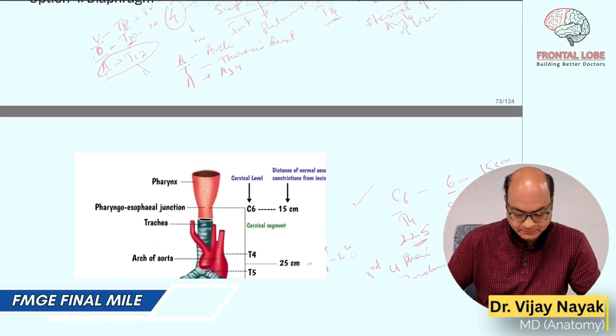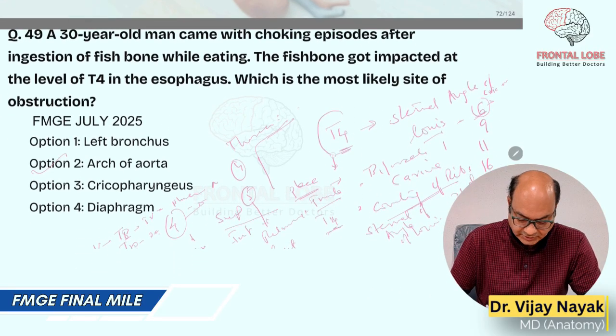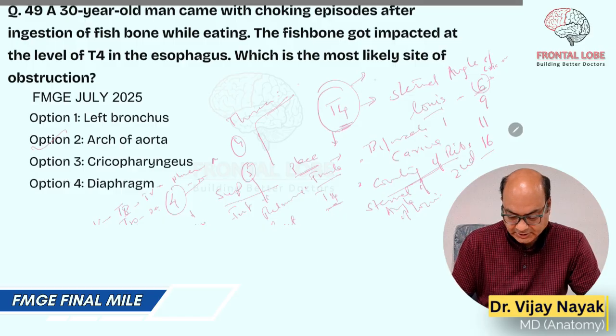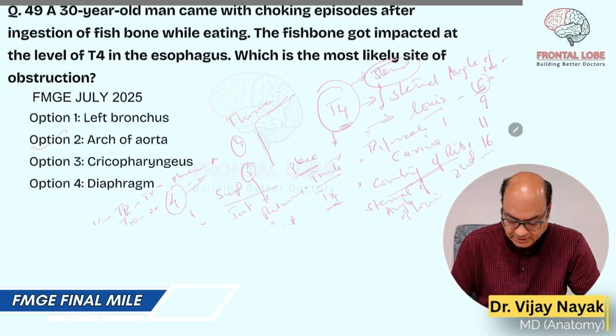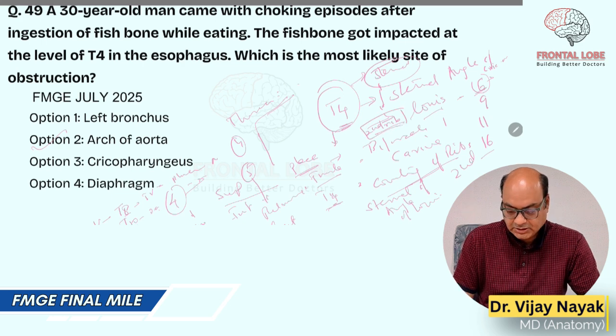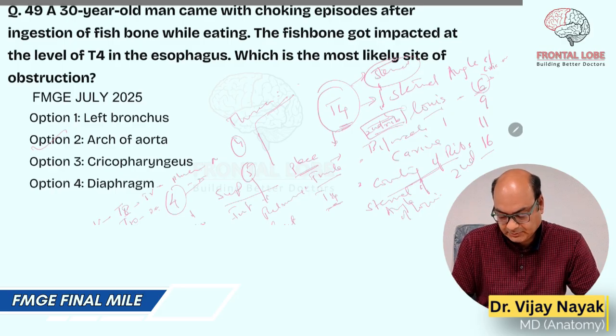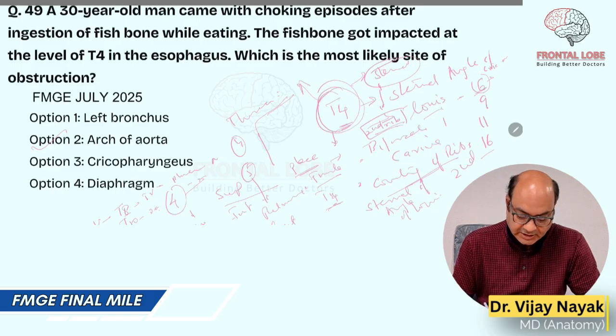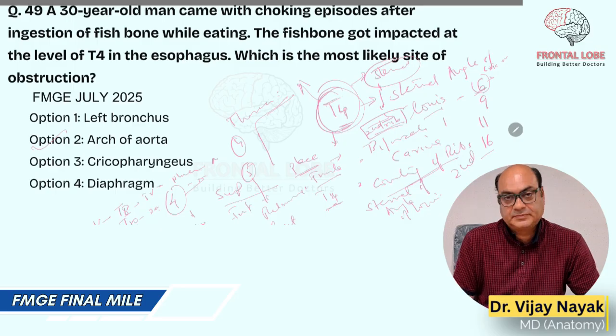And the landmark level of T4 is anteriorly known as the sternal angle of Lewis. The sternal angle of Lewis is used to count the ribs, and it is the second rib which articulates here. So in a lean and thin person, you can count the ribs if you know the sternal angle of Lewis. It is at the level of the second rib, and posteriorly it corresponds with the T4 level. So of the many landmarks of the body, this T4 landmark is very, very important.